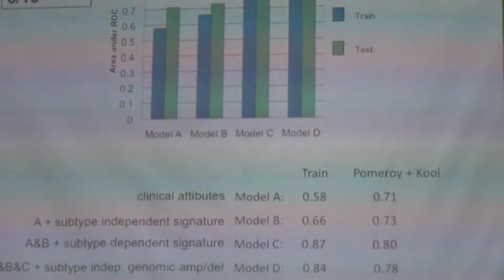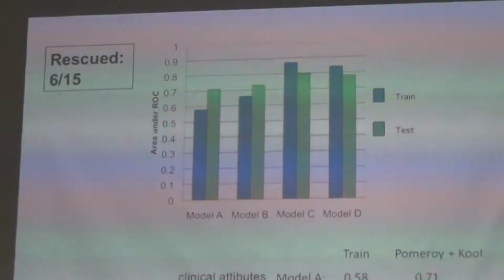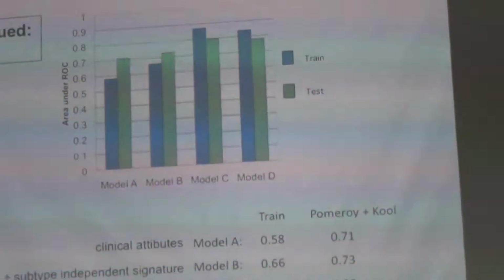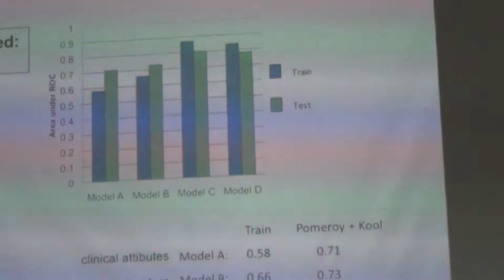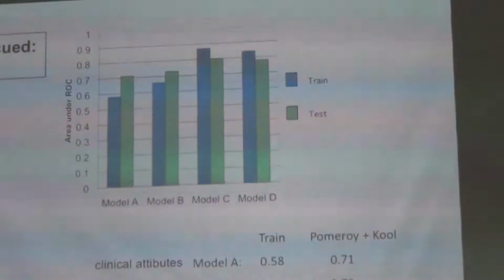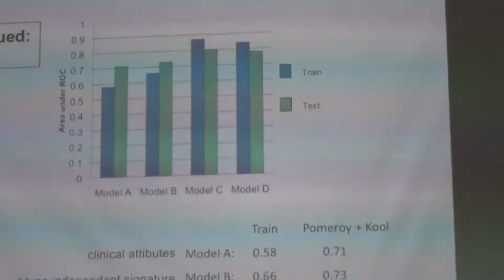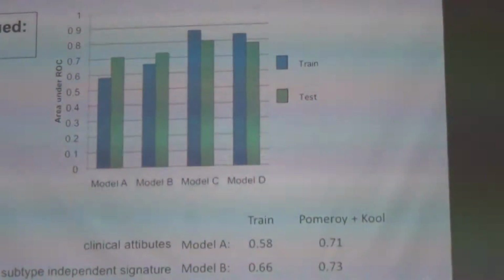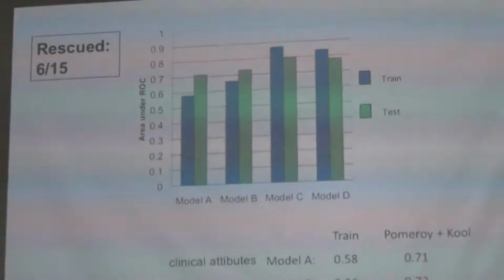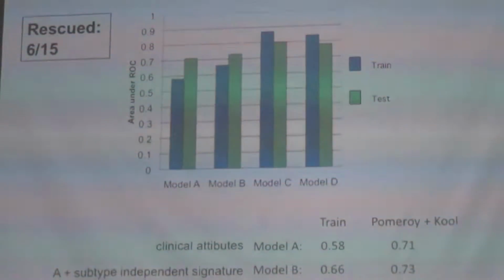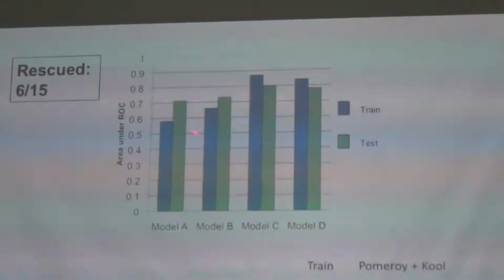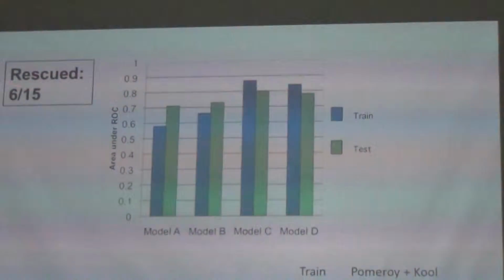But here's the other thing, is that our model rescues 6 out of 15 patients. What do I mean by rescues? So if you just use the clinical model, which is what's used by doctors today, then 15 patients were clinically classified as standard risk. But of those 15 patients, they were classified as standard risk, but they went on to relapse.